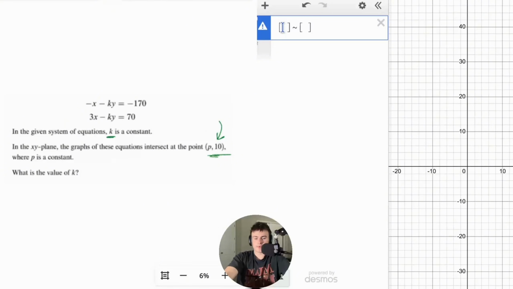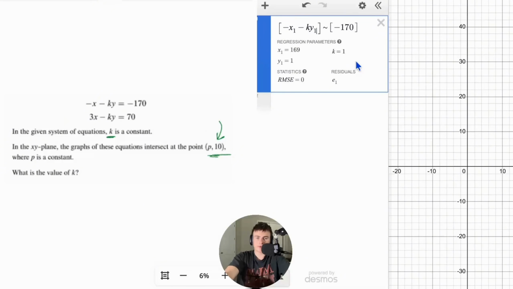That's that easy, right? So minus x, make sure you change to a subscript. Same thing with y. And this corresponds to negative 170. Perfect, that's the first equation. Now we put a comma, make sure you put the comma in the right spot. And then 3x1 minus ky1. There we go. And the next one corresponds to 70, so you do comma and then 70.